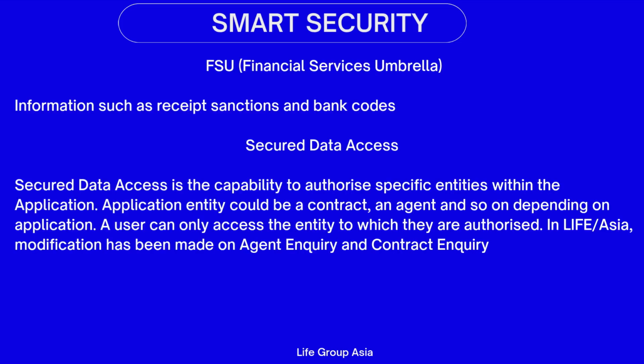FSU, Financial Services Umbrella. Information such as receipt sanctions and bank codes. Secured data access. Secured data access is the capability to authorize specific entities within the application. An application entity could be a contract, an agent, and so on, depending on the application. A user can only access the entity to which they are authorized. In Life/Asia, modification has been made on agent inquiry and contract inquiry.